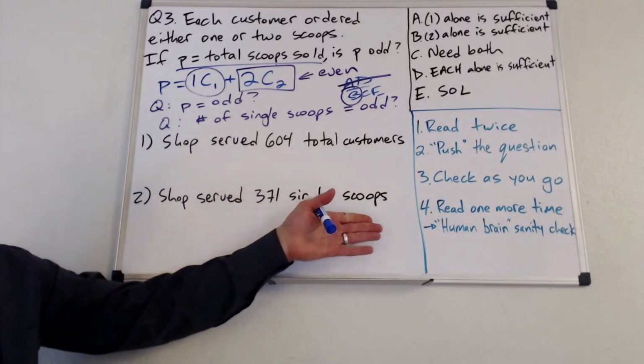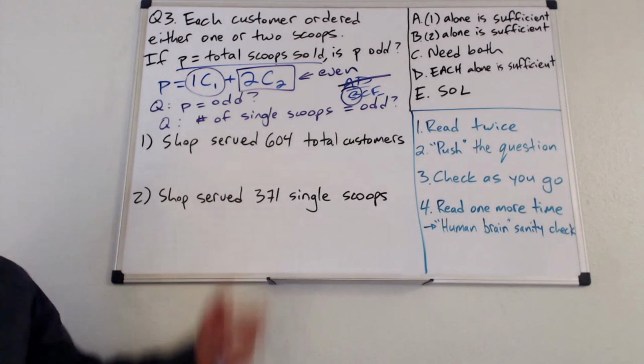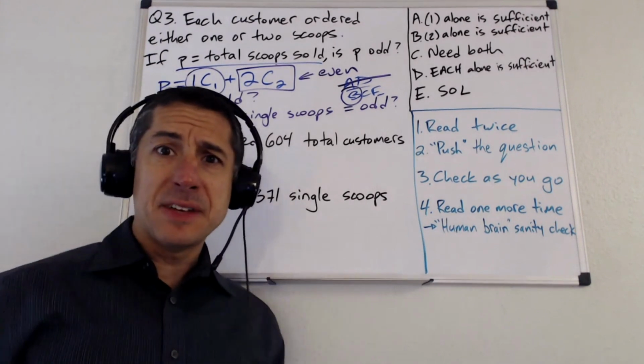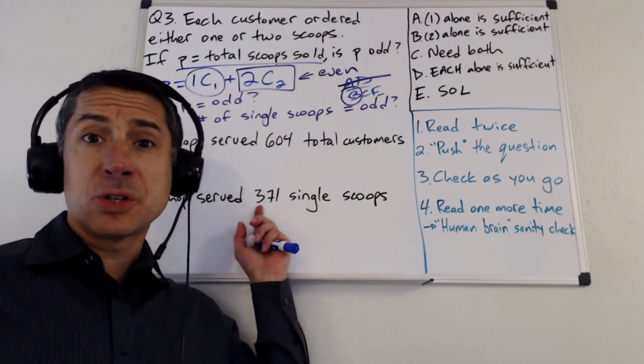And again, does this make sense? Human brain sanity check at the end here. Does it make sense that that's going to give you the answer? Yeah, you bet. So double scoops, that's even, no matter what. Single scoops, that's odd here. So my total number of scoops sold must be odd.